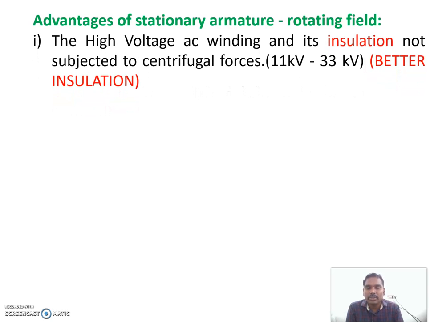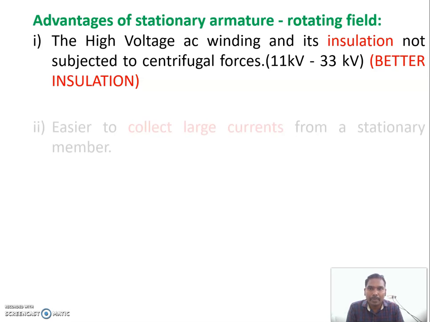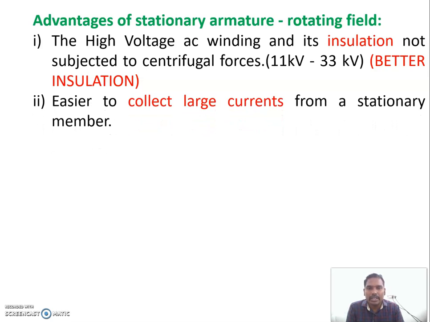First, for high voltage AC winding, its insulation is not subjected to centrifugal forces, so we can give better insulation to the system if the armature is stationary. Then, it is easy to collect large current from the stationary member. If the armature is the rotating part, we need separate brushes, some filtering, or commutator devices, and only then can we collect the current from the output part.